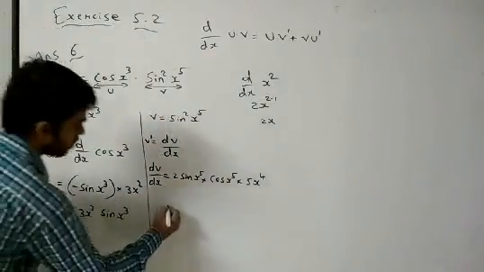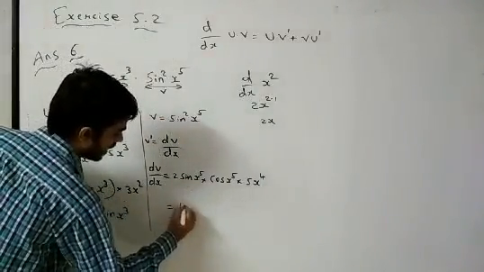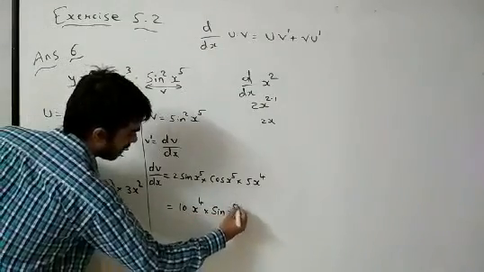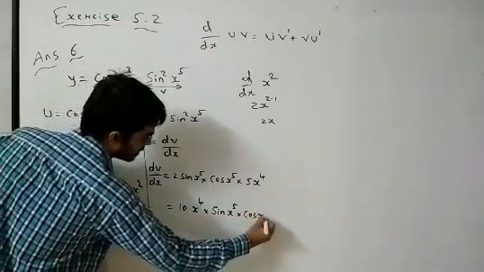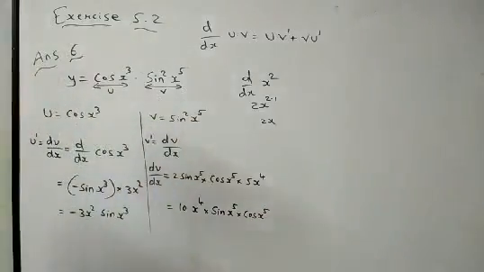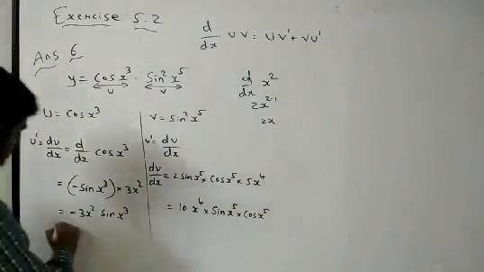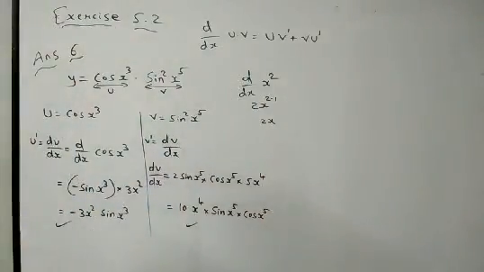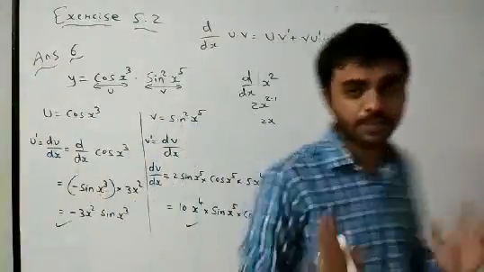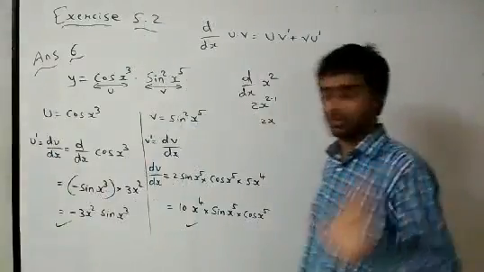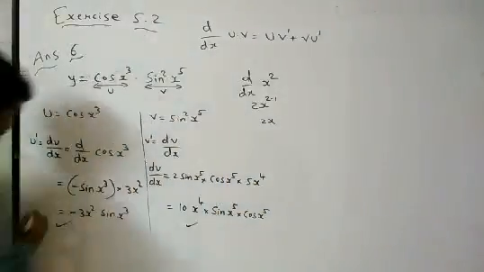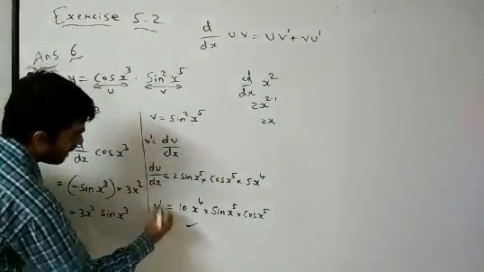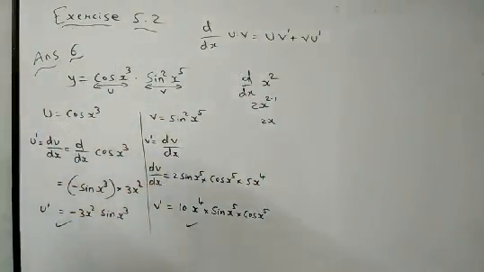Now what we have is 10 x power 4 into sin x power 5 into cos x power 5. Clear? So now we are supposed to put this value in this answer, and this value in this answer. That's it. Our answer is clear. The main part, 95% of it, I have solved. Now what you have to do is just put the value of u dash in this equation and v dash in this equation. I will also do it for you.